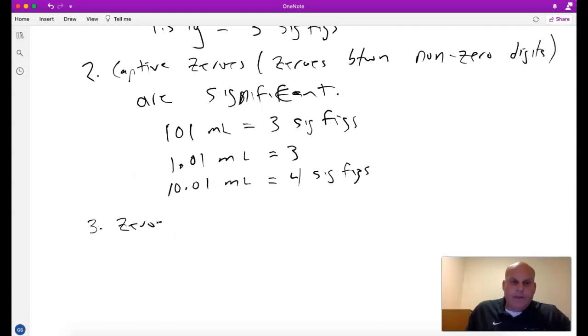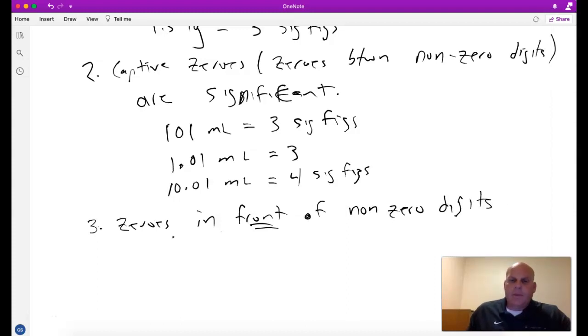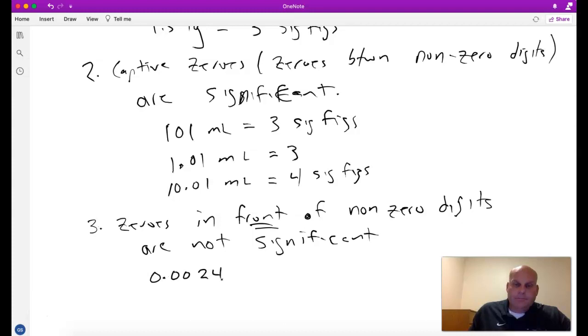Next, zeros in front of non-zero digits are not significant. So this value here has two significant figures. These zeros in front here are not significant. I have to put them there. They're placeholders. I can't just put a decimal and leave some arbitrary amount of space. So they're going to be there, but they are not significant.